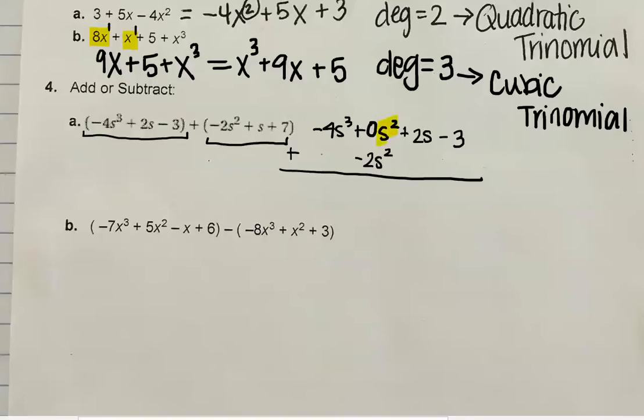Okay, so I'm looking for common or like terms here. I have an s term, which is a degree of 1. So that goes next. So we can see the s terms are like terms. And then we do have a constant of plus 7. Constants are always going to be like terms to each other.